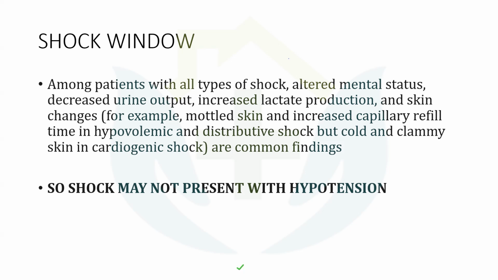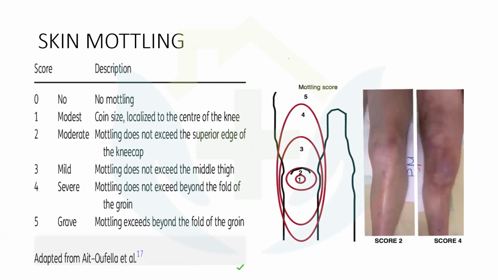This is usually asked in the exam: what is the shock window? So try to remember this. Another point is skin mottling. Though in our Indian population the color of the skin is different, so it is difficult to observe on a day-to-day basis, from an exam point of view this is a very important question. So we have to remember there are 6 grades: 0, 1, 2, 3, 4, and 5. 0 is no mottling, 1 is moderate, coin-sized, localized to the center of the knee, 2 is moderate, mottling does not exceed the superior edge of the kneecap, 3 is mild, mottling does not exceed the middle thigh.